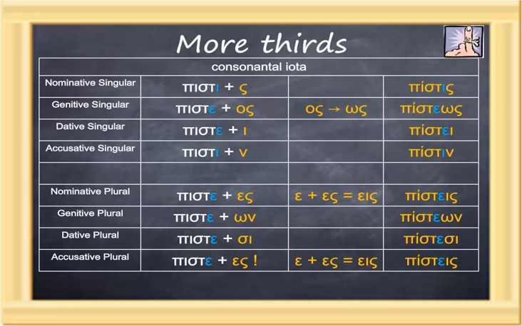We learned the somewhat unusual forms of pistis because the stem here is a consonantal iota. It looks like an iota or epsilon, but it functions like a consonant, giving somewhat unusual forms such as the genitive singular pisteōs or the nominative plural pisteis, which interestingly is identical to the accusative plural, pisteis.